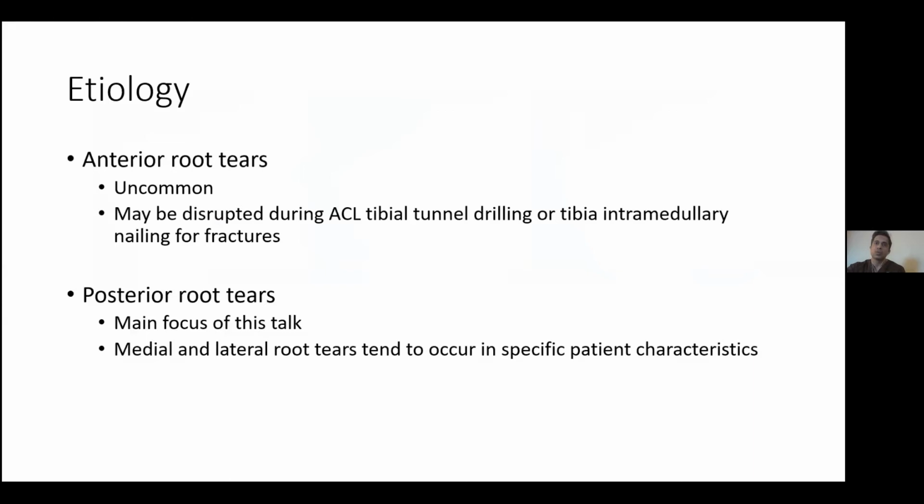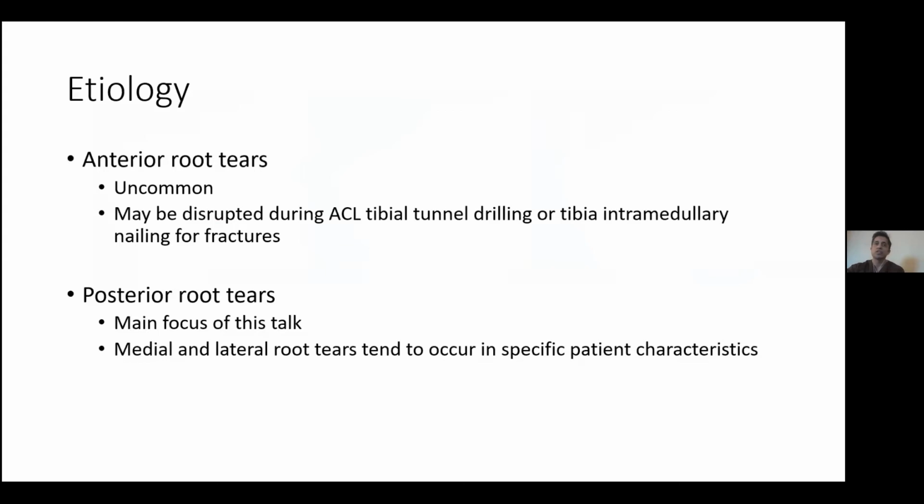So what are the etiologies? When we talk about root tears, there are anterior and posterior root tears. Anterior root tears are fairly uncommon. They are usually disrupted iatrogenically during surgery, like when we are doing an ACL reconstruction due to improper tunnel positioning, or even when doing a fracture nailing of the tibia. But in this talk, I'll be focusing more on posterior root tears.